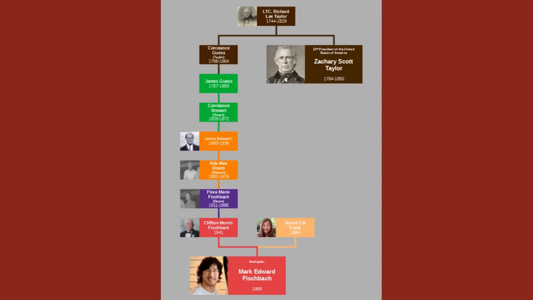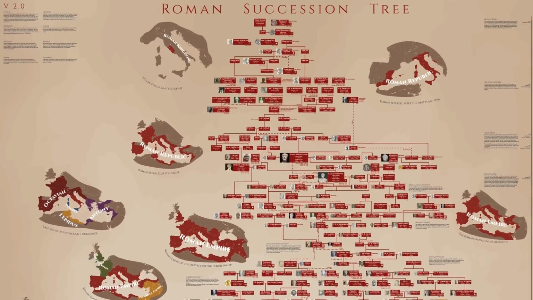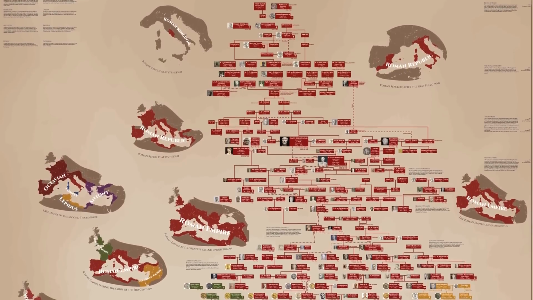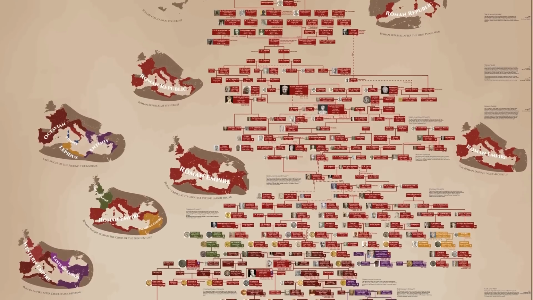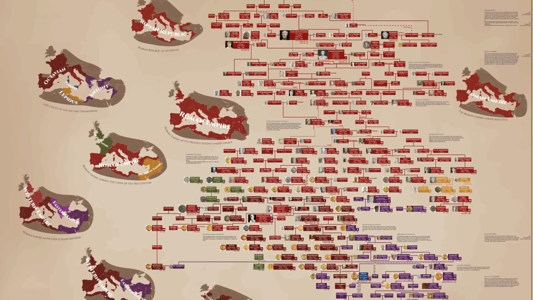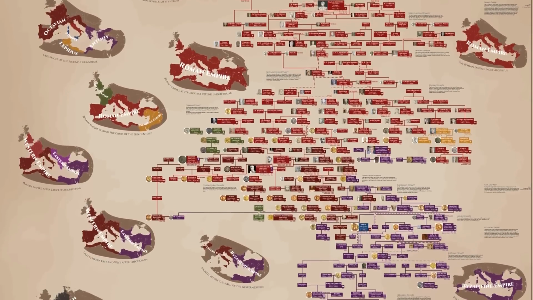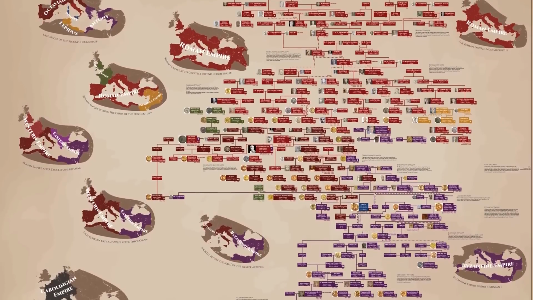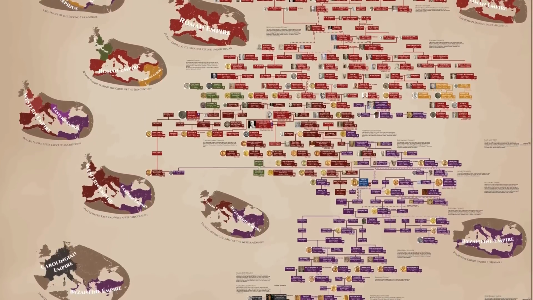Okay, we are now at number one. This was the most liked chart of the year, and you can see why. It's huge and must have taken a lot of time. This chart has actually evolved over the course of the year, and what you see here is the most recent version. It's a chart of the original Roman emperors, but then it goes on to include the various states that claimed to be the direct successors of the Roman Empire as well.